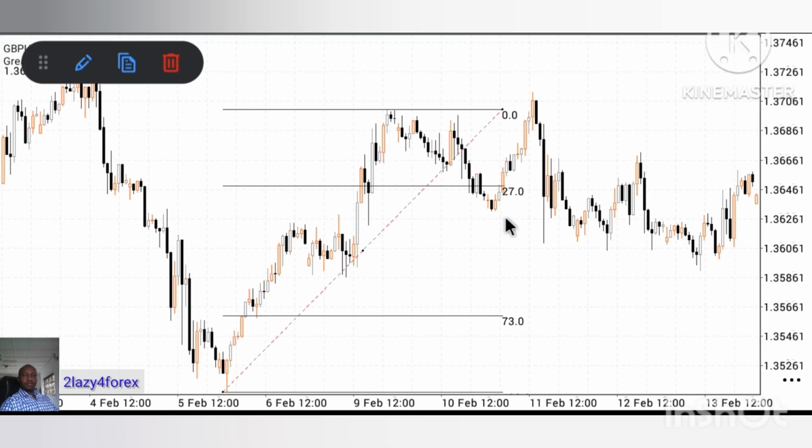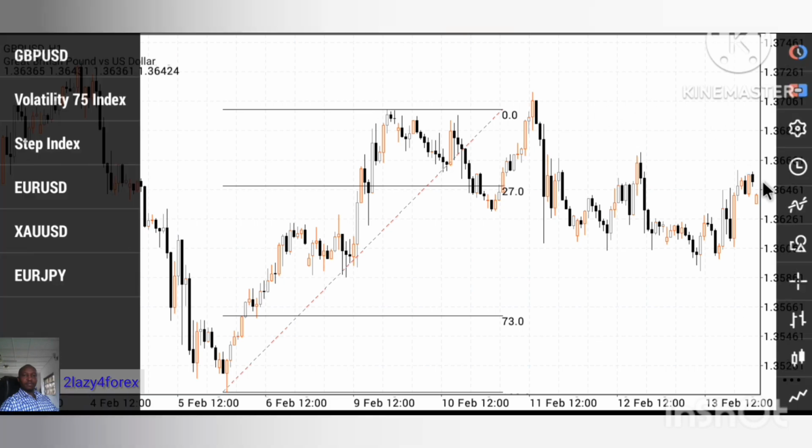And I said what? According to this strategy, the opposing candle before the candle that breaks this 27% spot is the black candle. So the red candle is the sweet spot candle. So you mark that red candle.